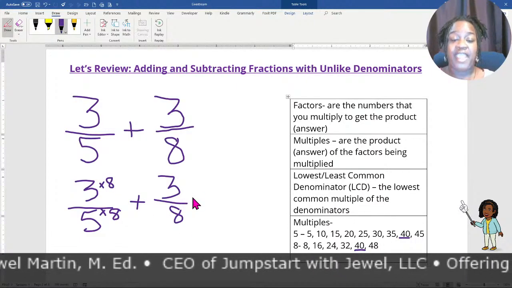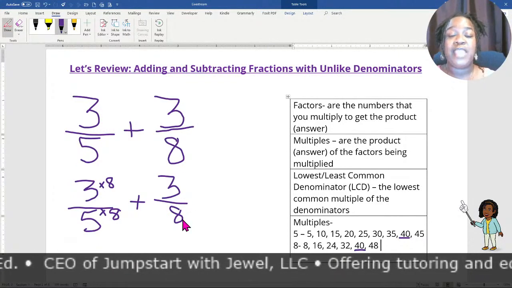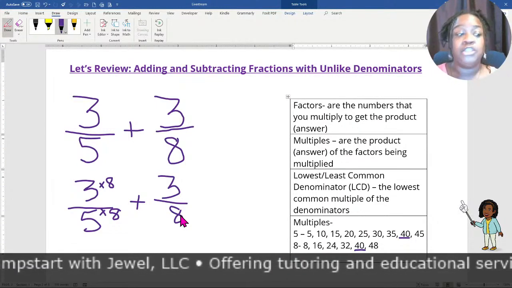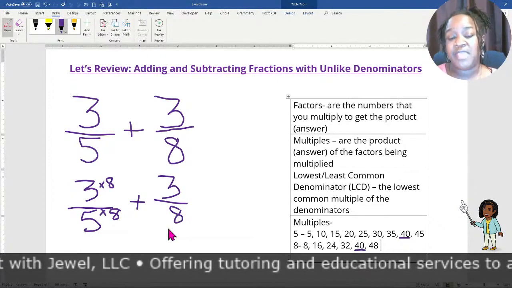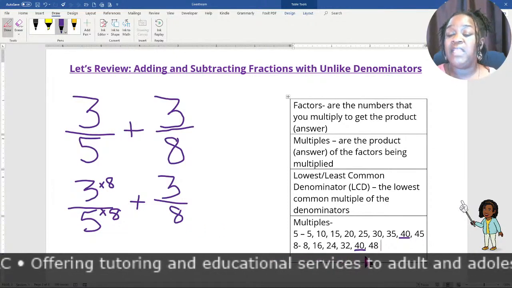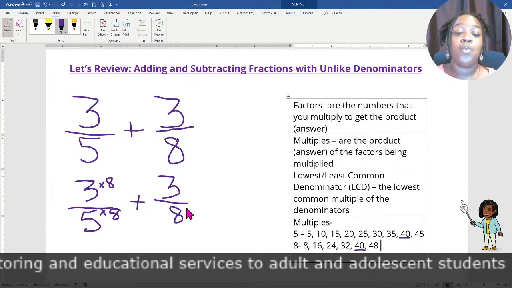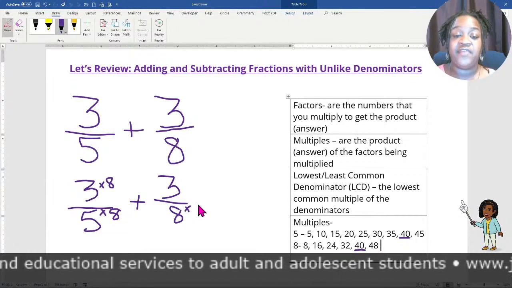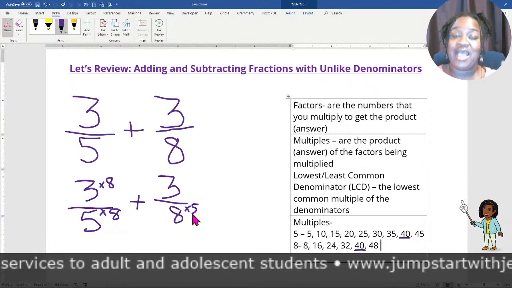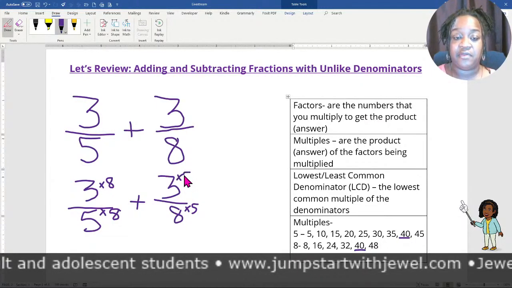Then we go over here to this fraction, 3/8. So we look at our denominator. Our denominator is an 8. What number do we have to multiply this 8 by in order to convert it to a 40? If you know your multiplication facts, 8 times 5 is 40. You see here, when we listed the multiples, it's the 5th number. 8 times 5 is 40. So we're going to multiply that 8 by 5. And once again, whatever you do to the denominator, you must do to the numerator. So we're also going to multiply that 3 by 5.